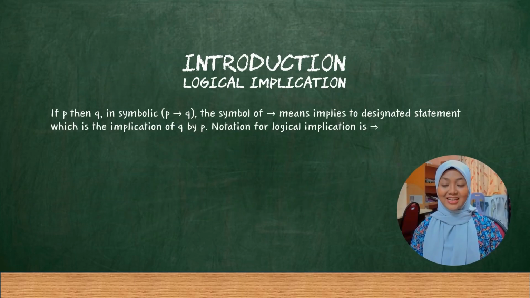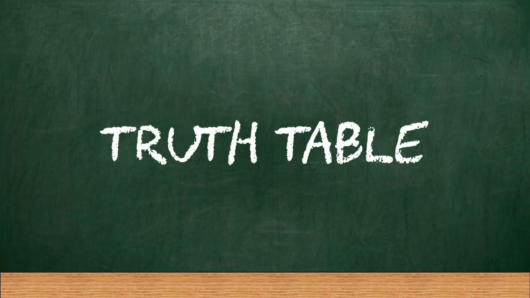Hi, my name is Nur Atira and I will explain about the introduction of logical implication. Definition of logical implication: if P then Q, in symbolic form, P implies Q. The arrow symbol means implies, two designated statements, which is the implication of Q by P. And the big arrow is the notation for logical implication.